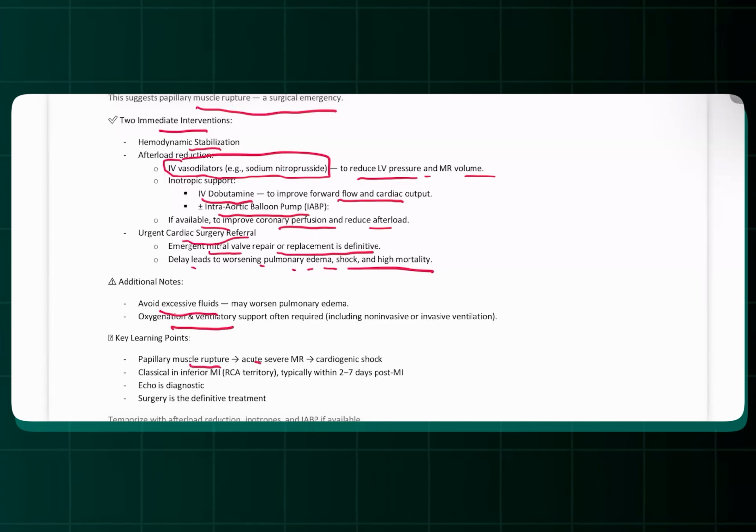Papillary muscle rupture, acute severe MR leading to cardiogenic shock, usually in inferior wall MI, RCA territory, typically 2 to 7 days post MI. Echo is diagnostic, surgery is definitive. Temporizing with afterload reduction, inotropes and IABP if available, and ECMO if available.